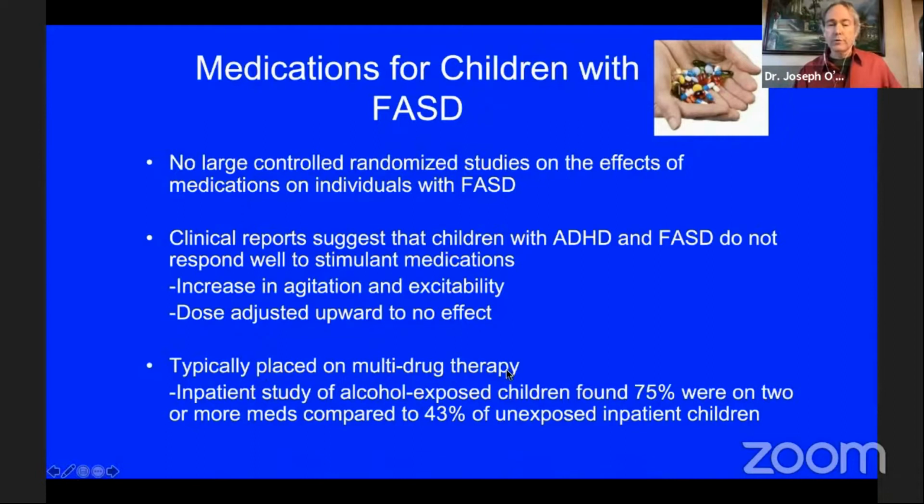So what do people do? Well, they put on more drugs, which may also not work. And it's very typical for children with FASD to be on multi-drug therapy. For example, an inpatient study of alcohol-exposed children found 75% were on 2 or more psychiatric meds, compared to 43% of unexposed inpatients.